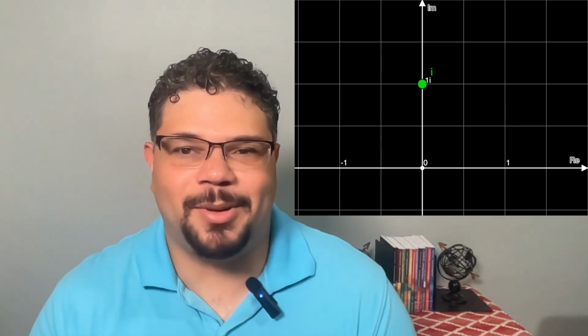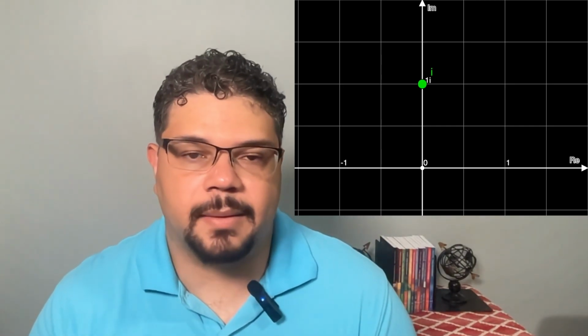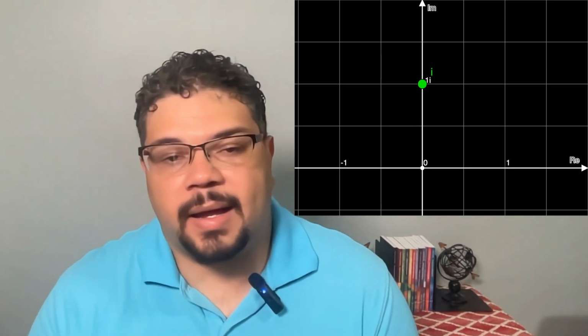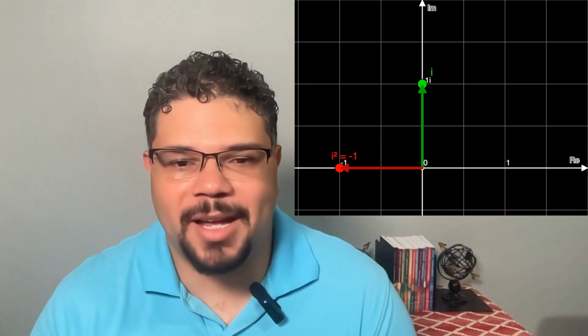Going back to our example of a vector of length 1 pointing straight up, this is 0 plus 1i. What do we get when we multiply this vector by itself? Well, 1i times 1i is negative 1. That's exactly the definition of an imaginary number. So the resulting vector is negative 1 in the real axis and 0 in the imaginary axis.